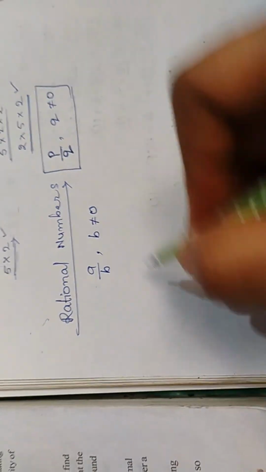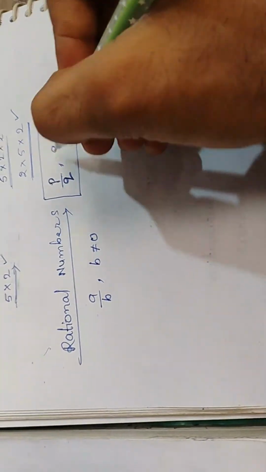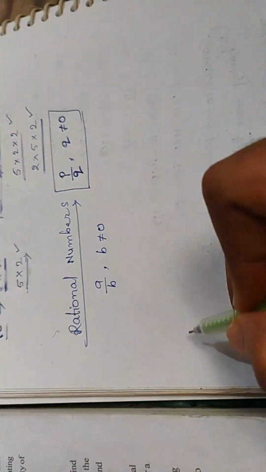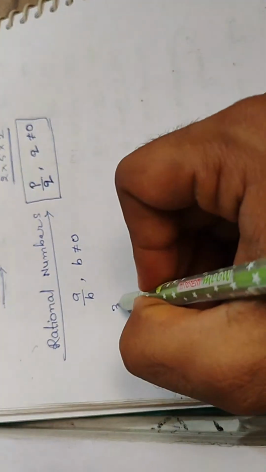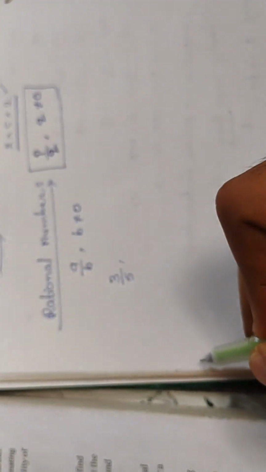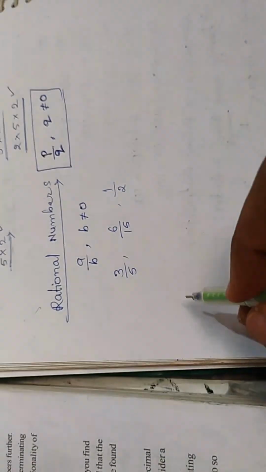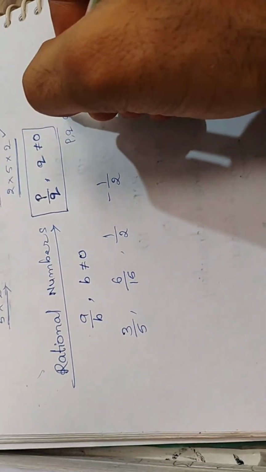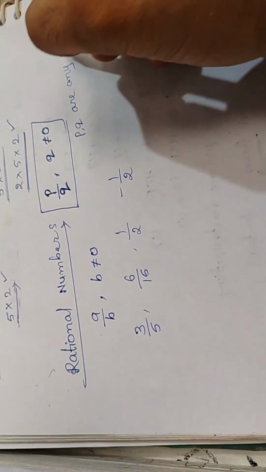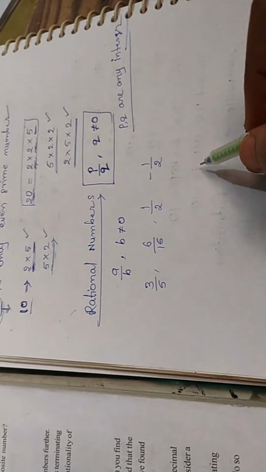If you are expressing any number in p by q form, and q should not equal 0, then we call that a rational number. Example, 3 by 5, it is a rational number. 6 by 15, it is a rational number. 1 by 2, it is a rational number. Minus 1 by 2. Here p and q are any integers. Understand?